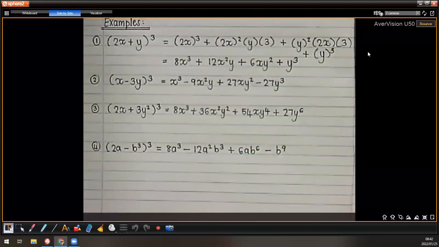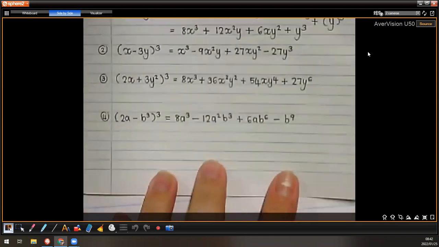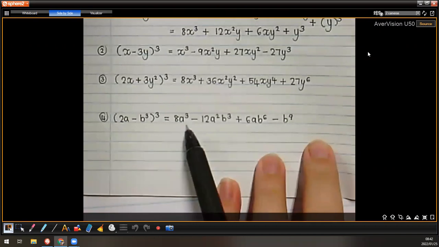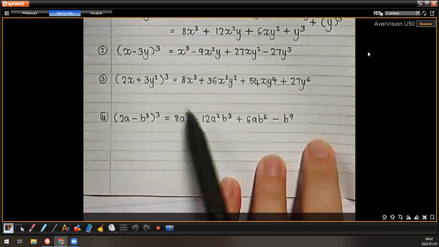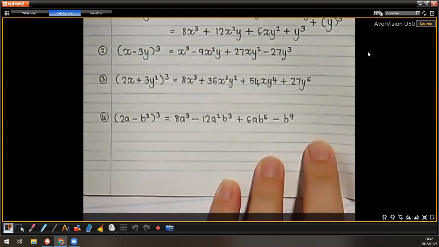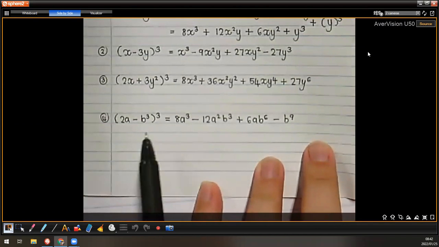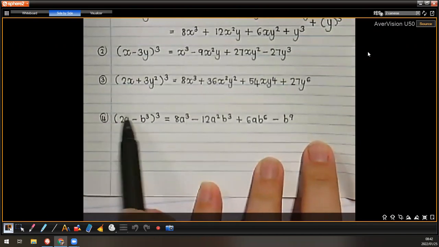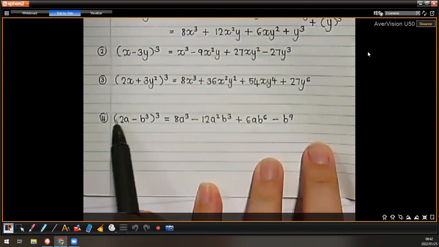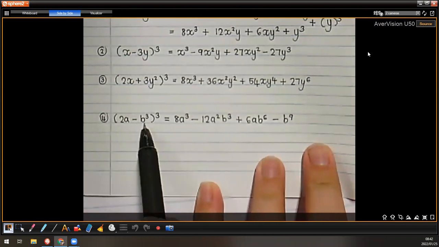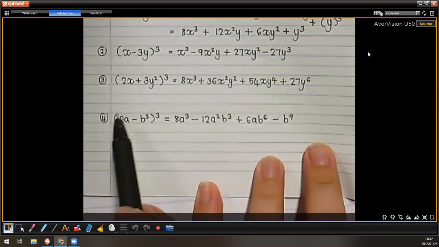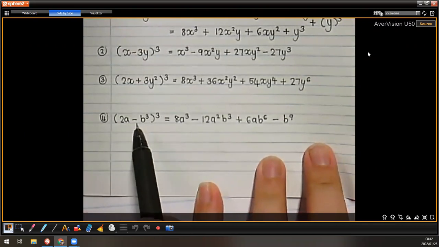Okay, guys, I'm just gonna run through that last one as well quickly. Okay, for the last one, you do the first term cubed. So 2a cubed is 8a cubed. And when I say first term cubed, I mean in brackets, right? Then for the next one, you do first term squared, which will give you 4a squared. You multiply that by the second term, which is a negative term, right? So you're gonna get negative 4a squared b cubed.